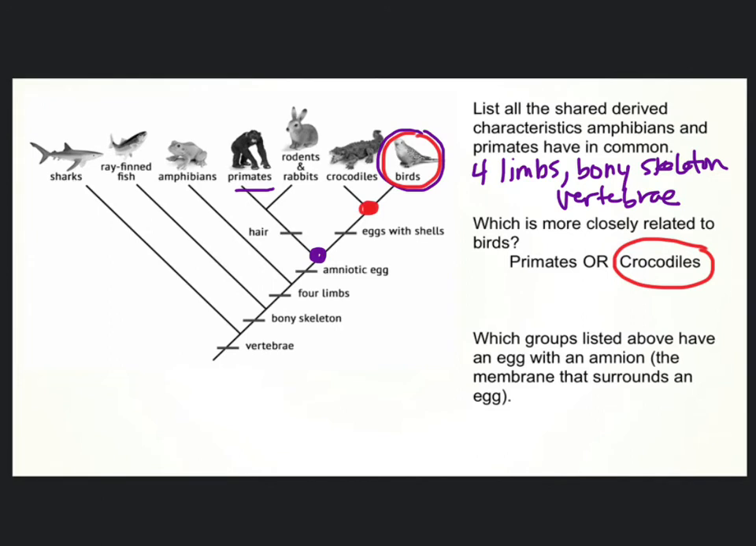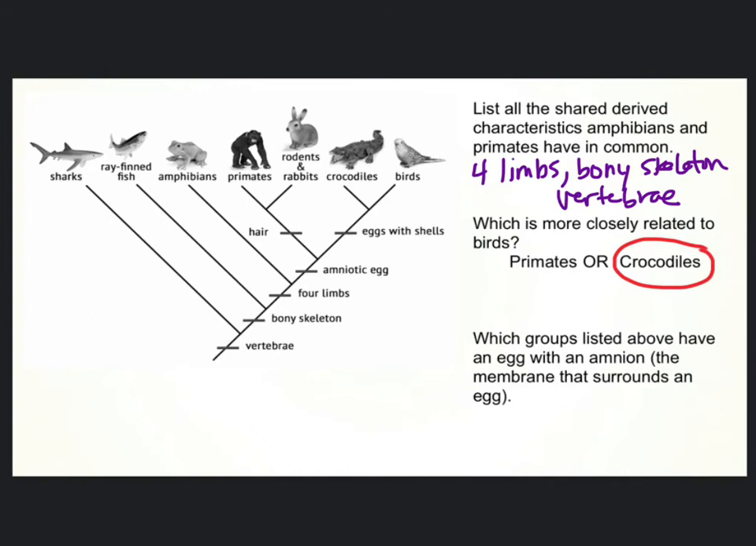So we can figure out who's more closely related to who. We can figure out which characteristics 2 groups have in common. Let's talk about eggs. Which groups listed above have an egg with an amnion? Who has peeled a hard-boiled egg? I've peeled a lot of them this week. I've been eating them for breakfast and lunch, with little bits of dye bleeding into the egg. When you peel a hard-boiled egg, you've got the white, you've got the yolk, you've got the white, and then there's that membrane between the shell and the white. That's the amnion. So an amnion is a membrane around an egg.